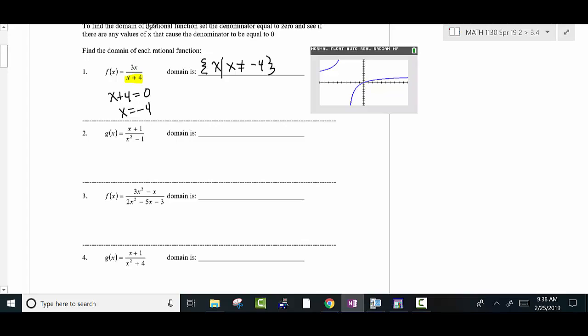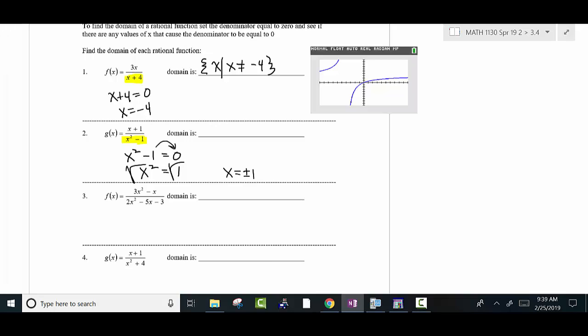All right, next one, you do exactly the same thing. You don't even worry about the numerator on domain. That has nothing to do with anything. So you just take x squared minus 1 equals 0, solve that equation. If you can do that in your head, you do it in your head. So this one I'm going to do square root property on. You could also factor. So I square root both sides. So I'd get x equals plus or minus 1. So it means in this problem, x can be anything except plus or minus 1.